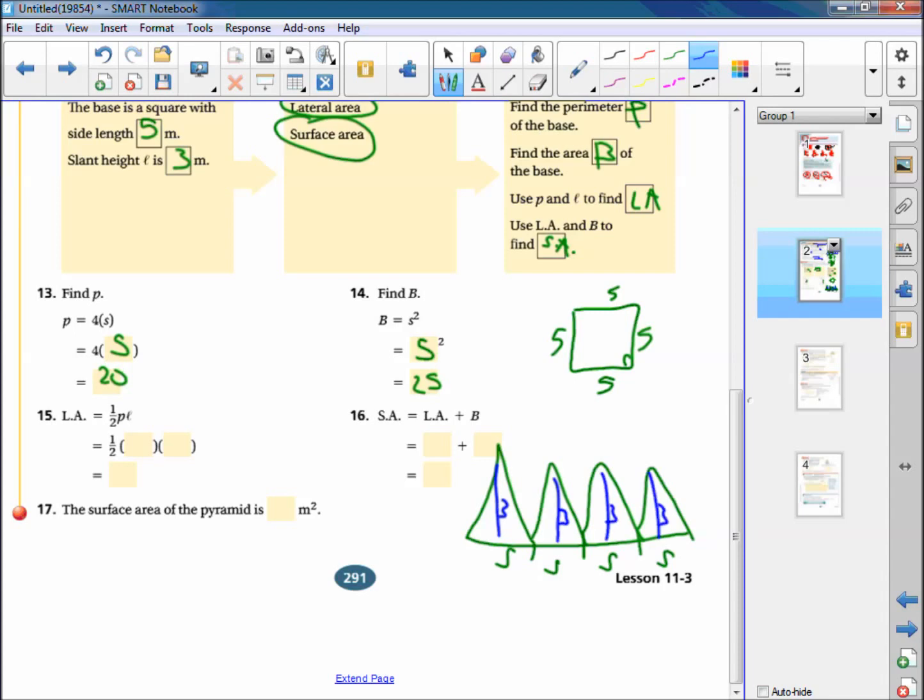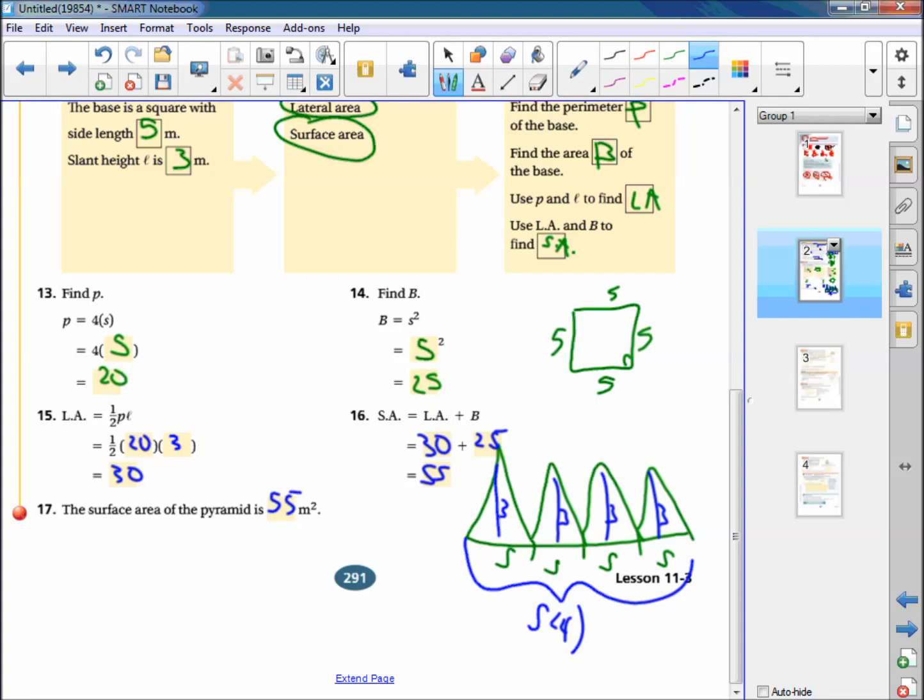Our formula here is just going to be the perimeter of the square, because we can do all of this at once, which is 5 times 4 times 1/2 times the slant height. So our perimeter is 5 times 4, which is 20, and our slant height is 3. So 10 times 3 gives us 30 for the lateral area. Now, our final question here is, what is the surface area? The surface area is the lateral area plus the area of the base, for a total of 55. So the surface area of this pyramid is 55 meters squared.